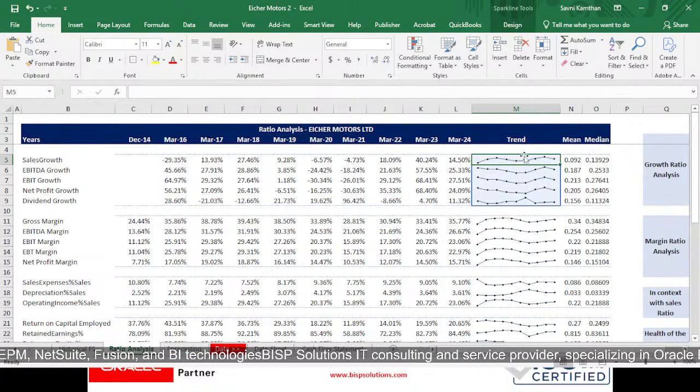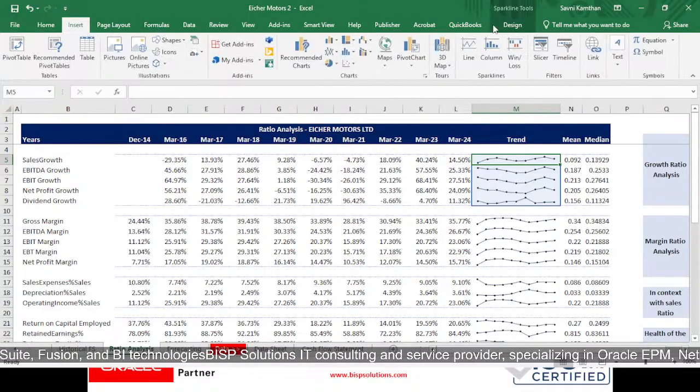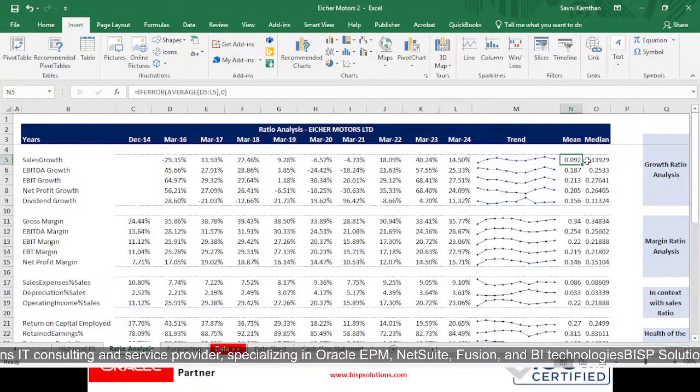lines by using the function insert, and in sparklines we will be getting our line option. Then we can create trend for the same. Then we have calculated our mean and median.